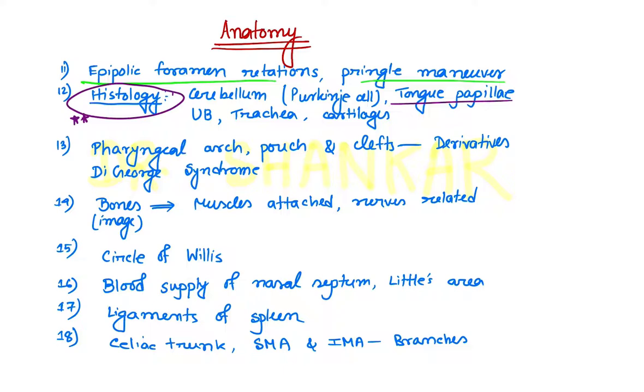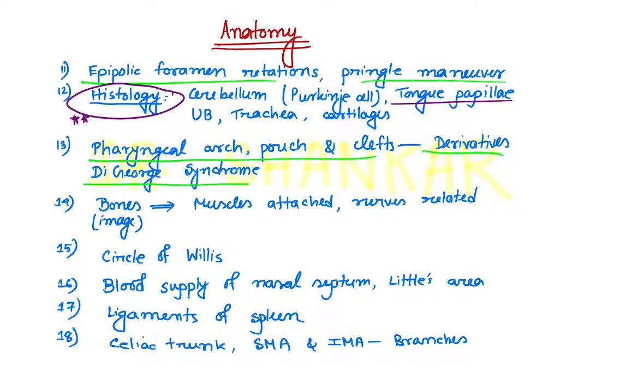So you can expect one histology question, one nerve related question, one base of the skull or foramen related question, one muscle related question, one artery related, one foramen or triangle related question, and one embryology related question. So for embryology, another thing is pharyngeal arch and pouch, which is very important, like derivatives of the first pharyngeal arch and their clinical importance, like DiGeorge syndrome.